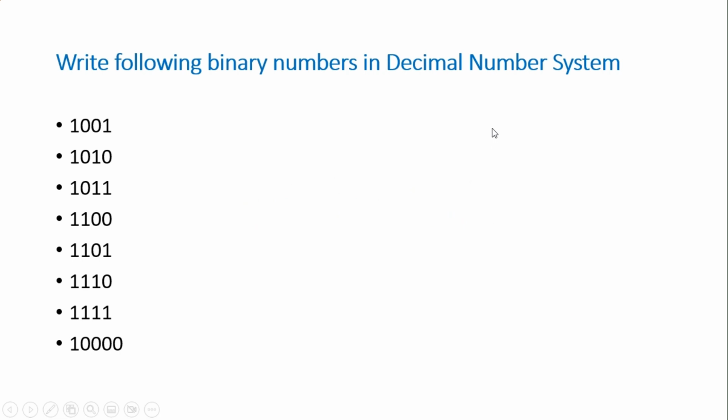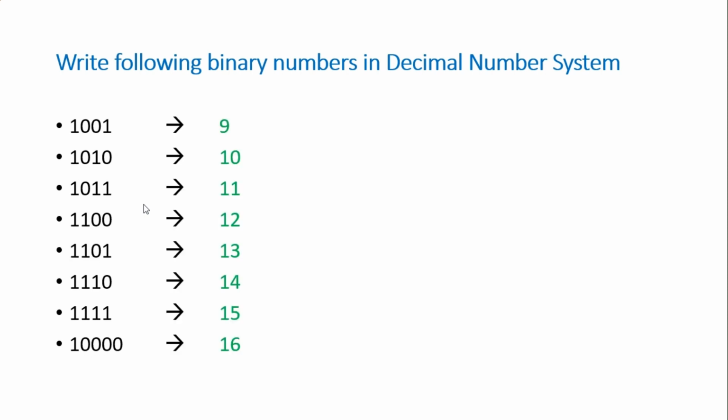Now exercise time. Write the following binary numbers in decimal number system. So these are all written in binary number system. You have to write these numbers in decimal number system. So pause the video here. So I'm going to show you the answer now. 3, 2, 1. Yes, here are the answers.